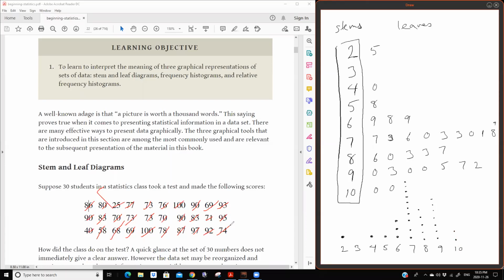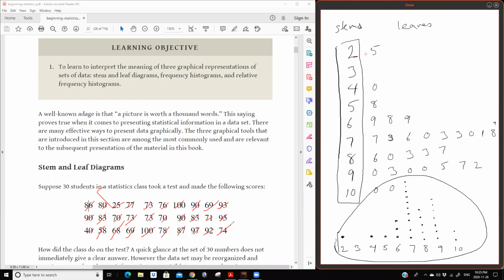Yes, it's very similar to a dot plot. The difference between a dot plot and a stem and leaf is that you can also see the leaves and you can read them. In the dot plot, you lose some information. But when you look at the stem and leaf plot, you don't lose any information. You can just write down all the numbers by looking at the stem and leaf.